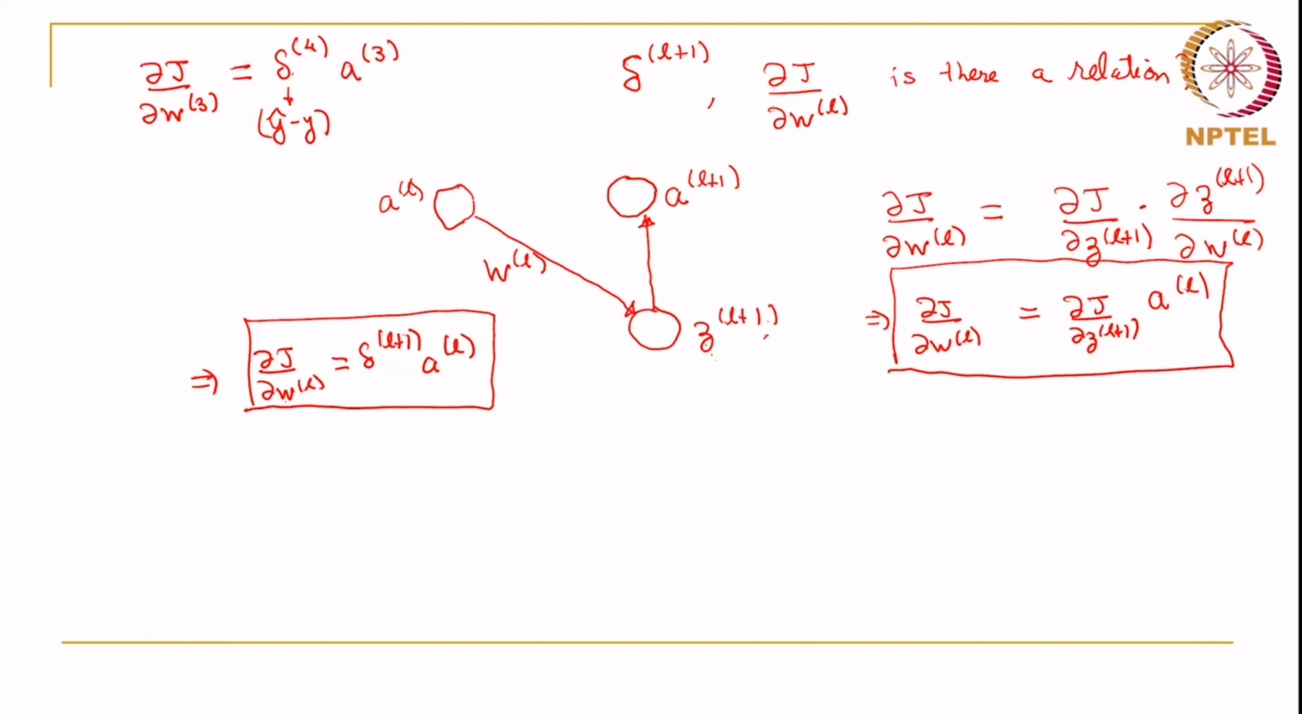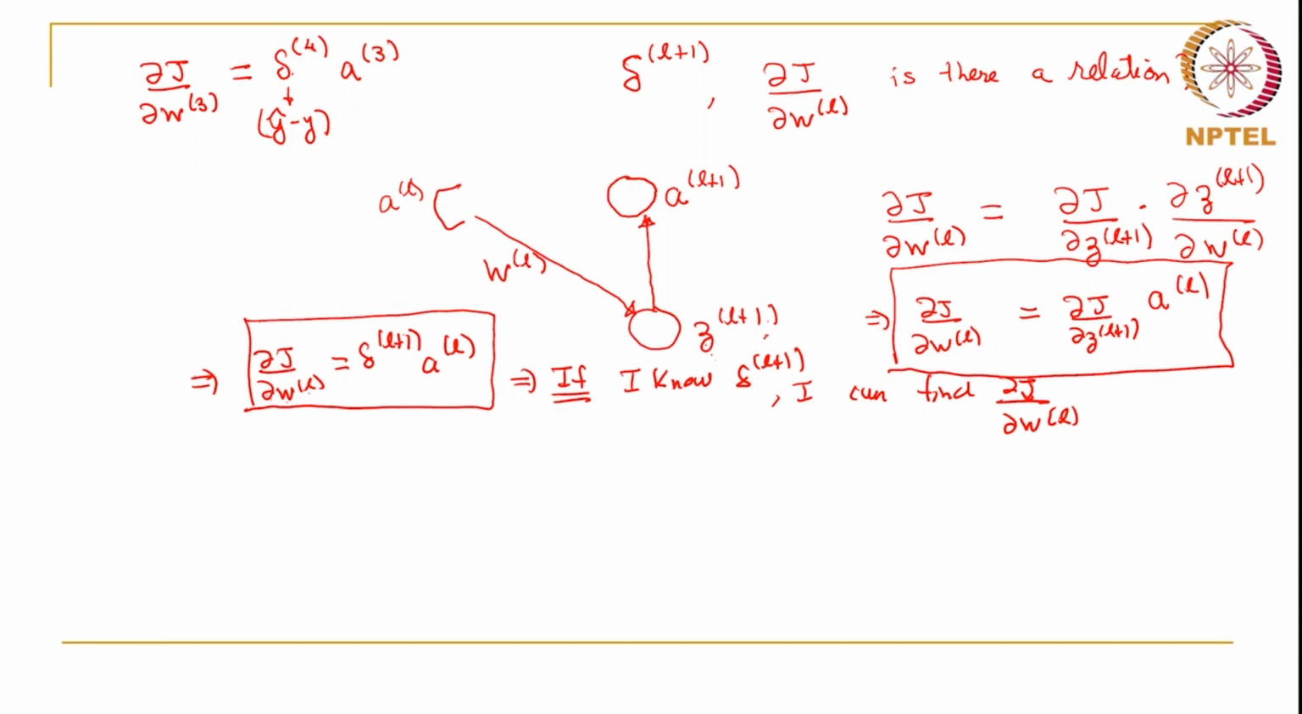So from that, we can calculate just before that, we know delta 4. So I can calculate del J del W3. Suppose I knew delta 3, then I could find out del J del W2. Suppose I knew delta 1 or 2, then I could find out del J del W1. So this means if I know delta L plus 1, I can find del J del WL. Unfortunately, we know delta L plus 1 only at one place, which is delta 4.